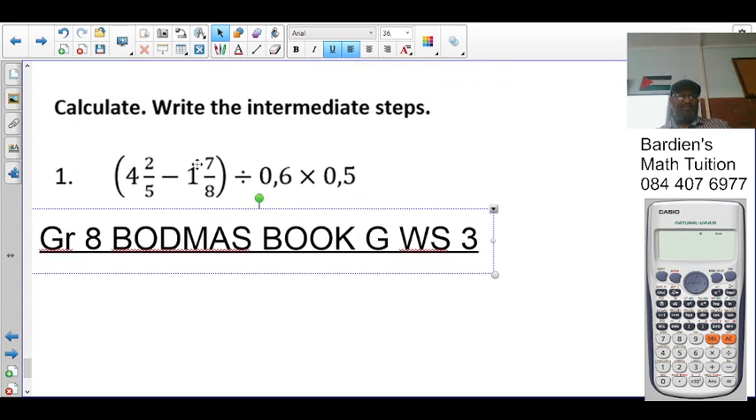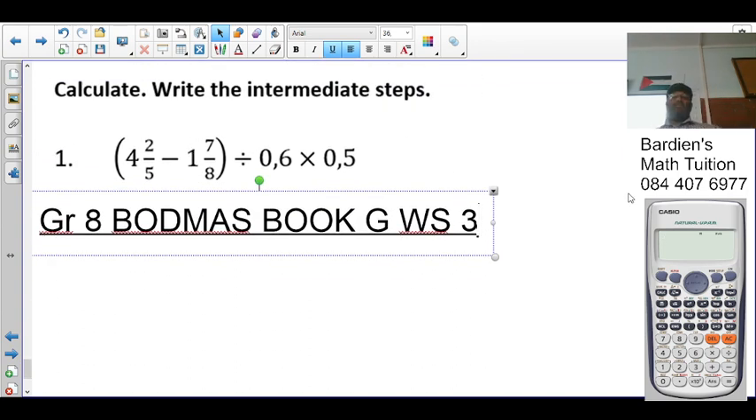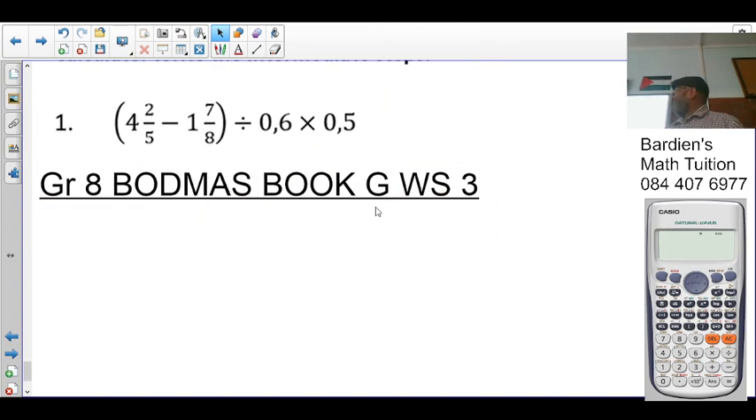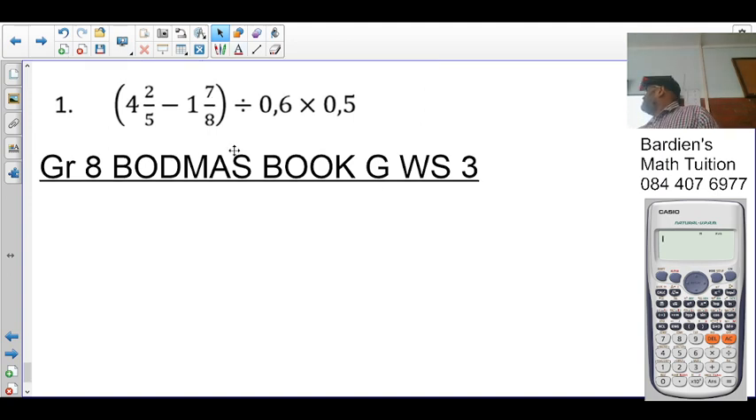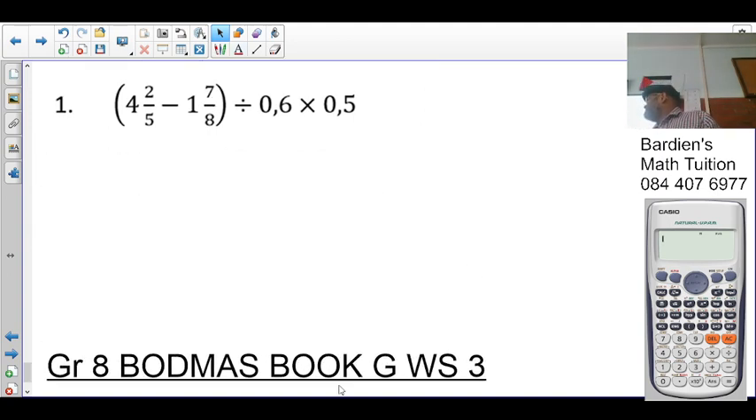It says calculate, write the intermediate steps. So where do we start? Brackets. But before that, change all mixed fractions to improper fractions. And of course, this is new to our class.